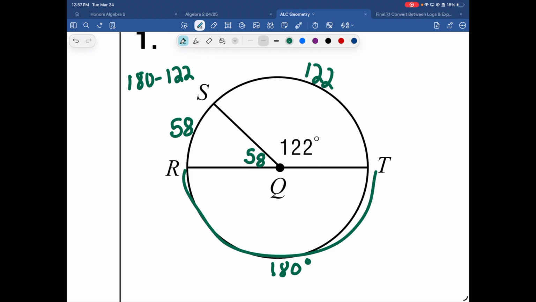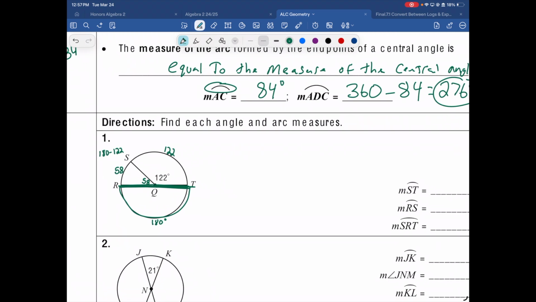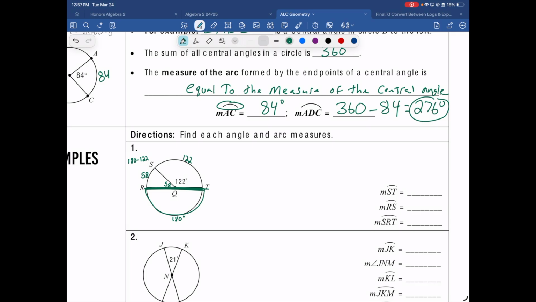Can anybody think of another reason why I would know that? Is that half of 360? It's half of 360. Plus, this is a diameter, isn't it? RT creates a semicircle, and half of a semicircle is 180 degrees. Okay, now we can go answer the questions. I probably answered too much, but ST is 122.